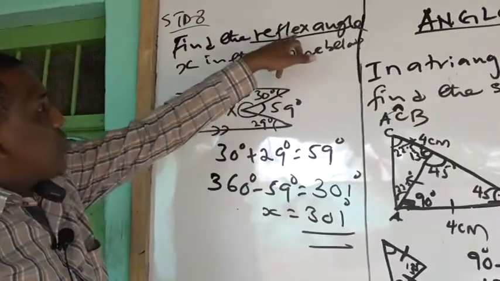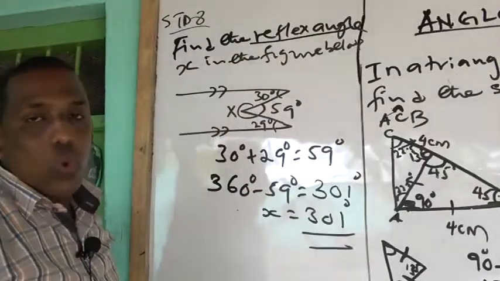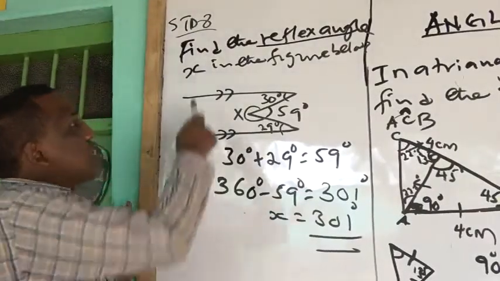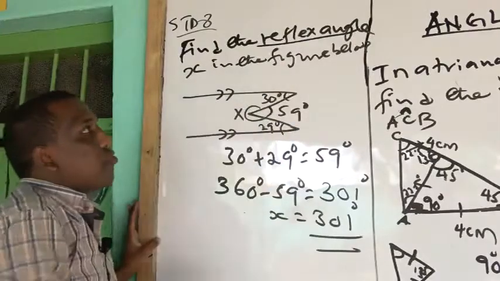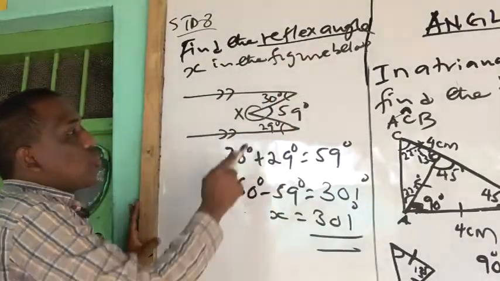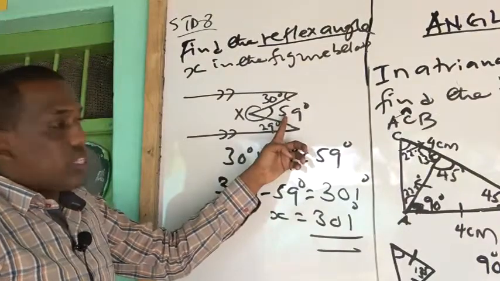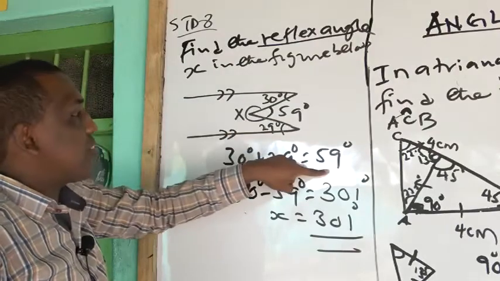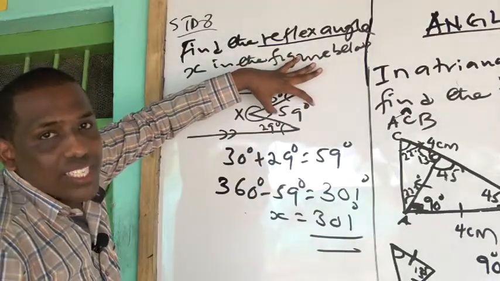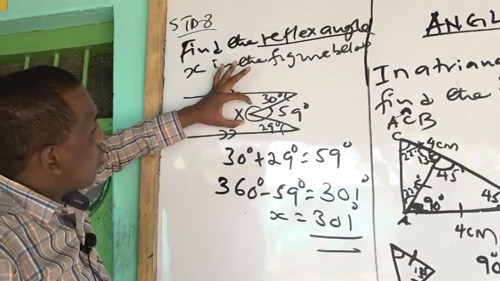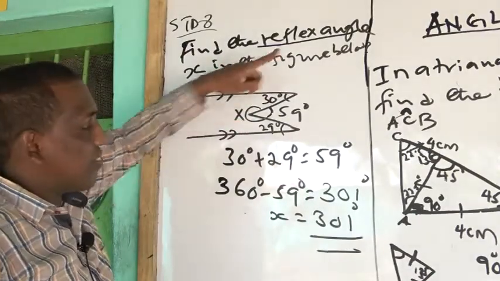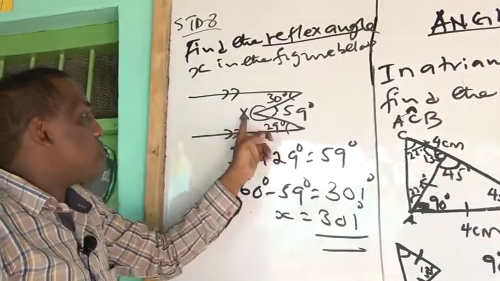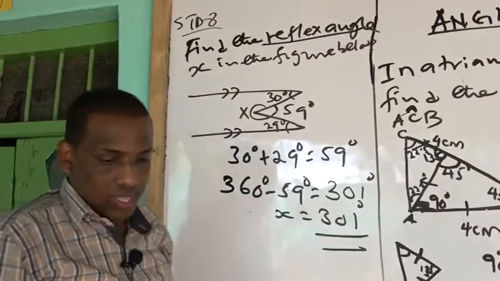Sometimes they will not tell you reflex, they will tell you the figure below is a quadrilateral. If you hear quadrilateral, the angles add up to 360 degrees. Find the reflex angle x in the figure below. I said you first get the outside one. You say 30 plus 29, you get 59. Whenever they ask this part, automatically the answer is 59. But they want to know the reflex x now. It's 360 degrees, they mention the word reflex. So what do you do now? You say 360 minus 59, you will get 301. So x is equal to 301. That is how we find it.